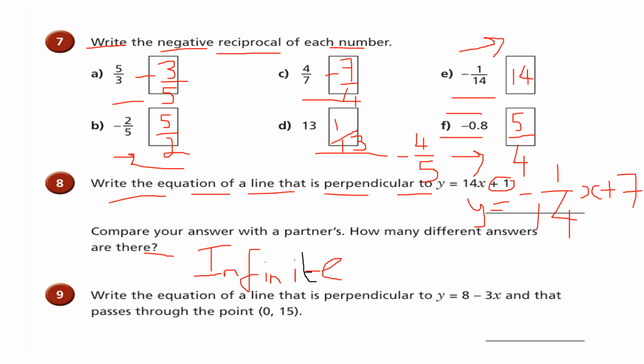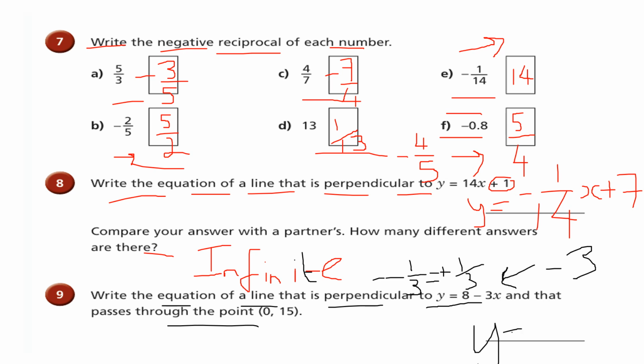Question number 9. Write the equation of a line perpendicular to y equals 8 minus 3x that passes through the point (0, 15). Here we can see it's not written in the form y equals mx plus c. Hopefully you can see that the gradient is minus 3. So the negative reciprocal is plus 1/3. So the final answer will read y is equal to x/3 plus 15, because that's where it crosses the y-axis.